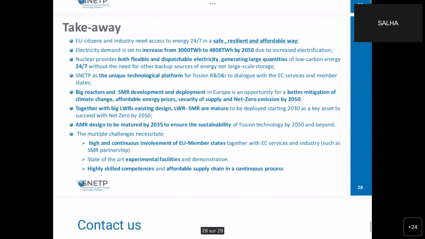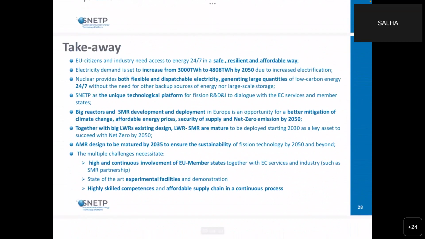To finish, perhaps, and to give you some key takeaways of this presentation. The first idea, which is quite obvious, but I think we need to repeat it constantly: we need energy, for citizens and industry, on a 24/7 basis in a safe, reliable, resilient, and affordable way. This sentence is quite obvious, but you know the Ukrainian crisis, you know the difficulties we may have in Europe during this winter. It's very important to repeat this idea constantly.